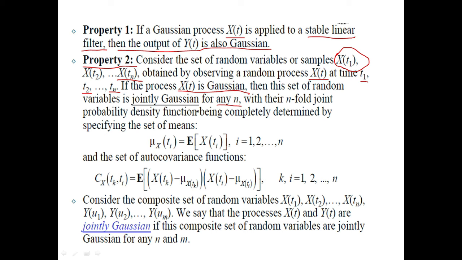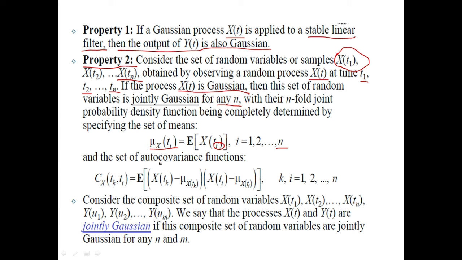The joint probability density function (PDF) is completely determined by the set of its mean and variance. The mean is represented by mu of x at a time t of i, which is equal to the expected value of the random experiment x of t of i, and the value of i should vary from 1, 2, 3 up to n, the number of experiments.